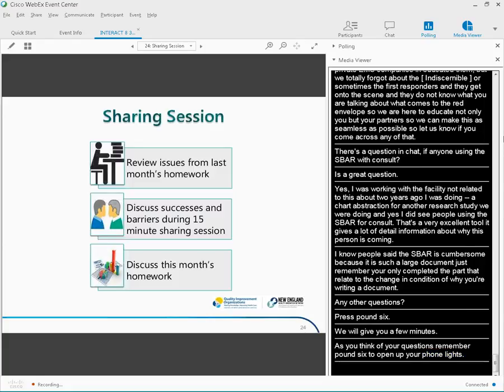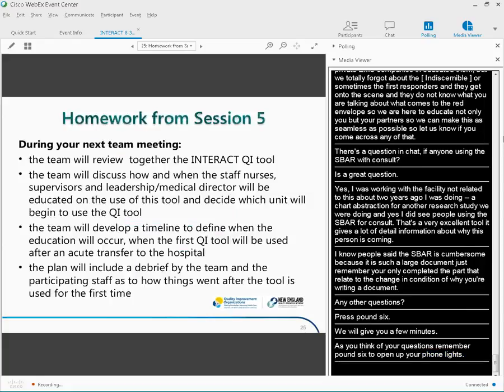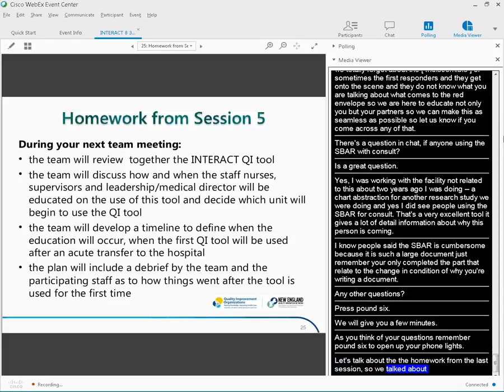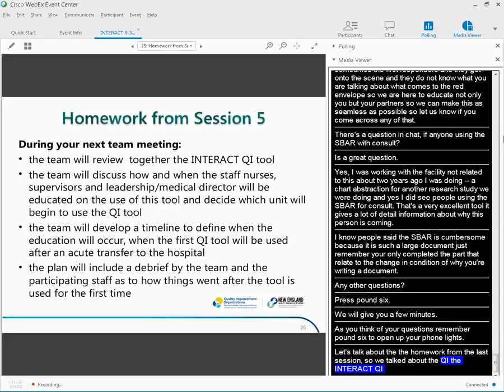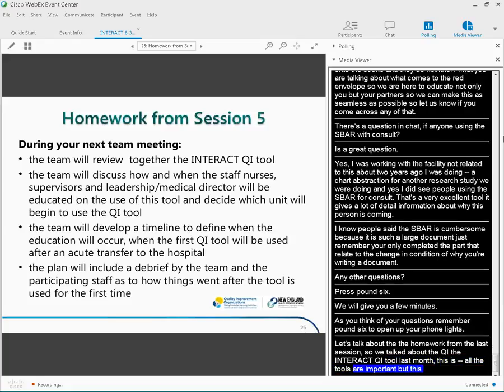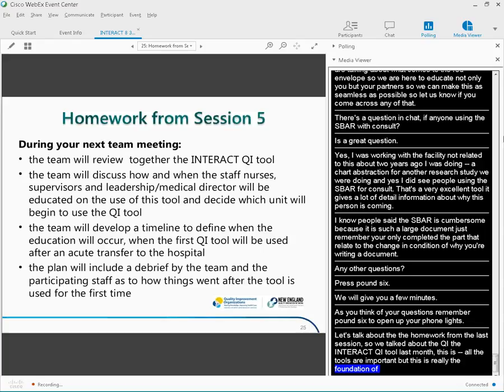Okay, so let's talk about our homework from our last session. We talked about the Interact QI tool last month. All the tools are important, but this is really the foundation of the work of Interact. This is basically documenting why an acute care transfer happened.